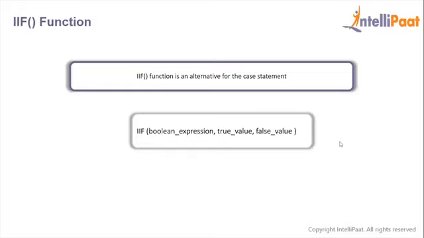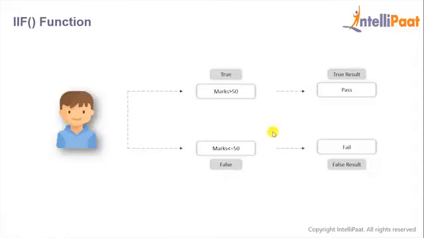So the if function is an alternative to the case expression. This if function takes in a Boolean expression as the first parameter and returns the true value if the Boolean expression is evaluated to true. Similarly, it returns the false value if the Boolean expression is evaluated to false. For example, let's say in the Boolean expression we are checking if the marks scored by a student are greater than 50, and if it evaluates to true, we'll return pass. And if the Boolean expression evaluates to false, we'll return fail. So this is how the if function works.